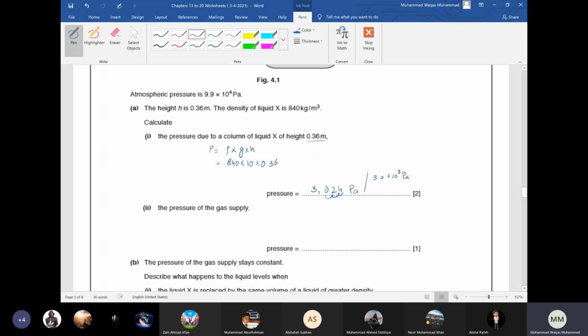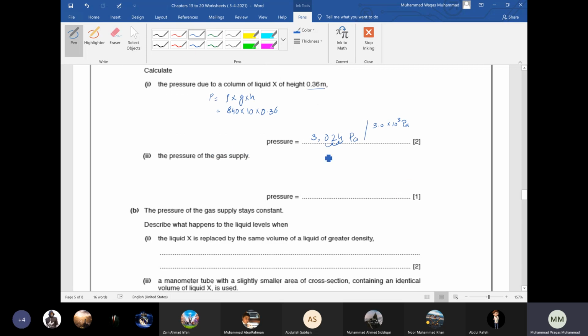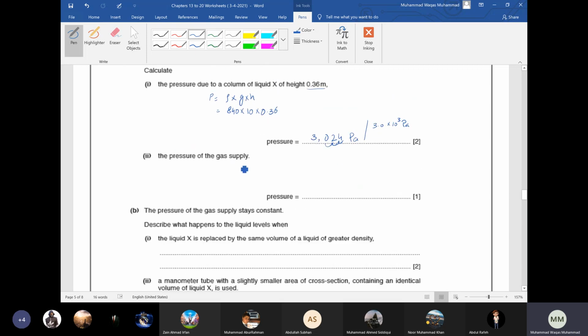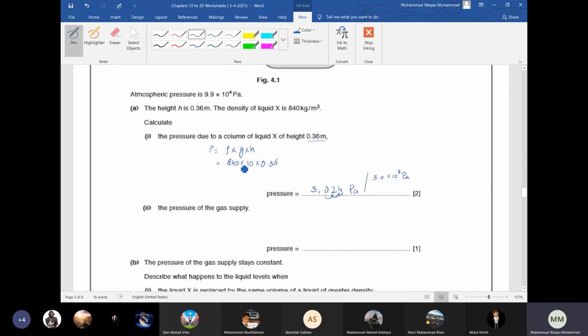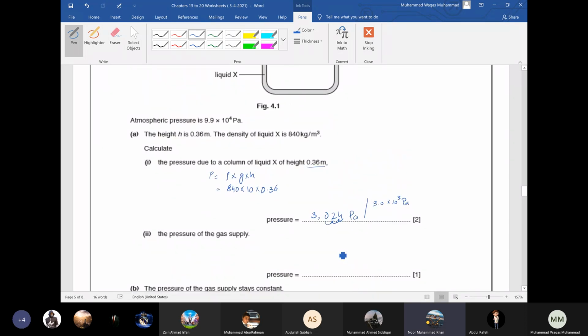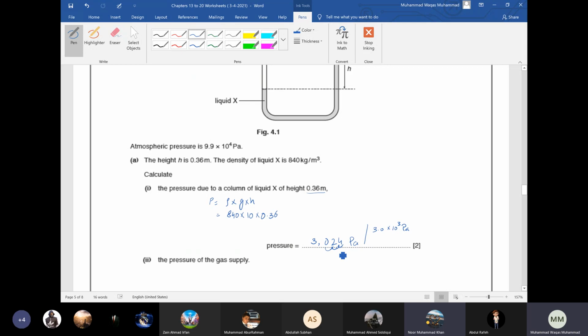Both are fine. You can do it anyway, or you can also write 3.024 times 10 to the power 3 Pascal. Okay. Now, what is the pressure of the gas supply? So 9.9 times 10 to the power 4 minus 3. Why minus, beta? Why minus?